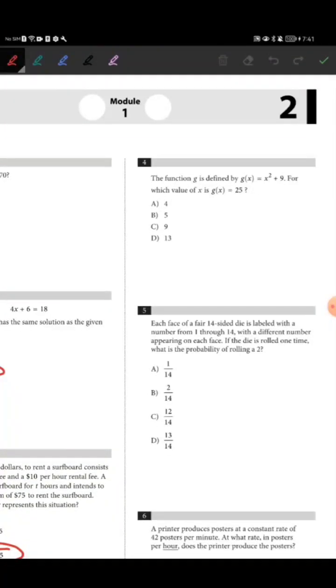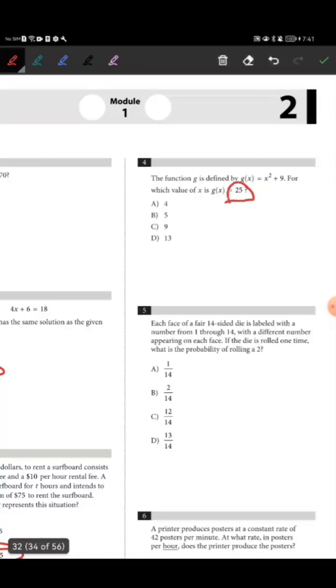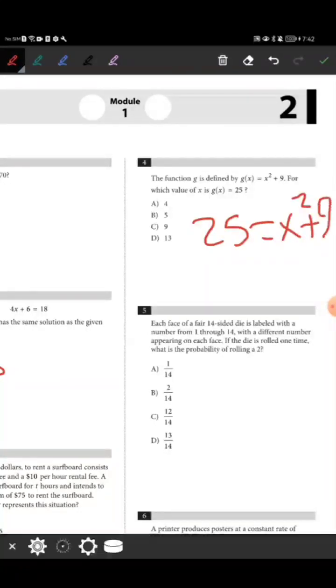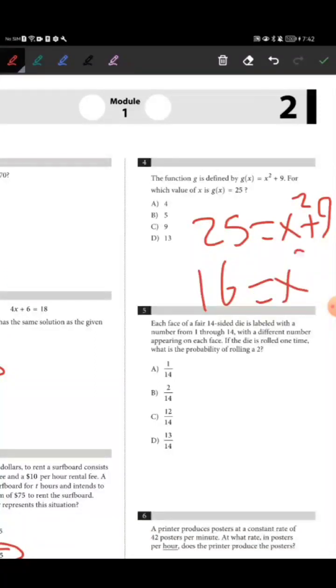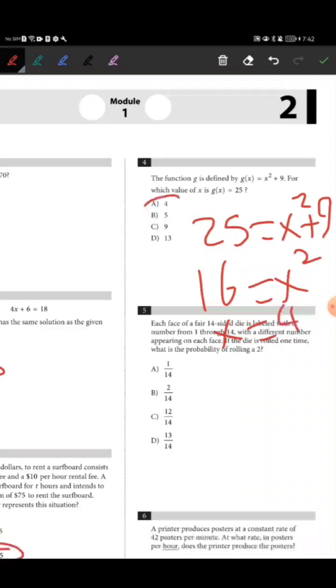Here we can use the calculator and the trial and error method, putting all these answers into the equation and getting the number that gives me 25 as the result. Or we can use something else. We can do 25 equals x squared plus 9. So 25 minus 9 equals 16. So 16 equals x squared. So x equals 4. Then we got the answer.